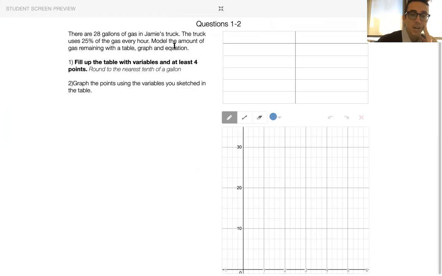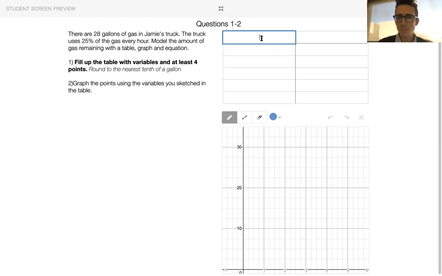I can guarantee the problem you'll see on your actual quiz is very similar to this. In this case, Jamie's truck has 28 gallons of gas. The truck uses 25% of the gas per hour. Model the amount of gas filling or remaining with a table, graph, and equation. All representations that we've used in the past. Okay, first one, fill up the table with variables and at least 4 points.